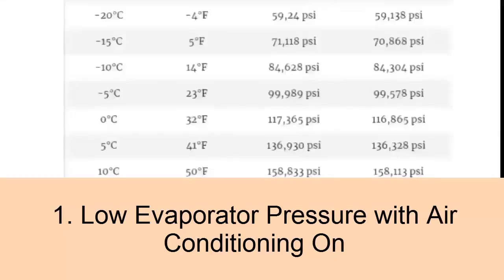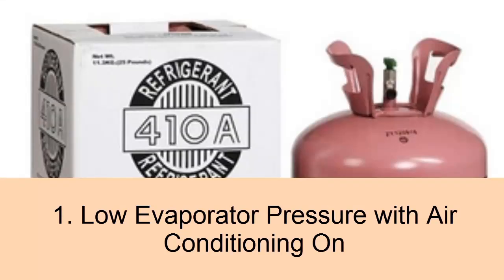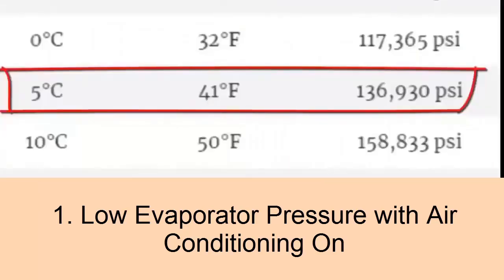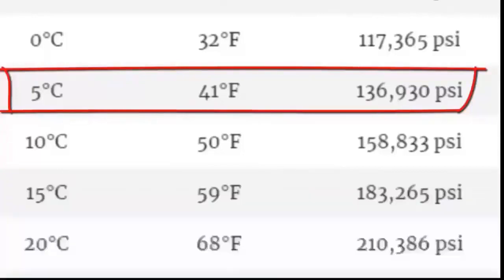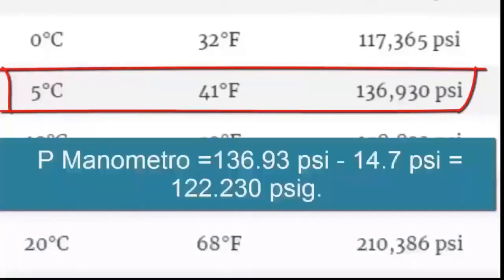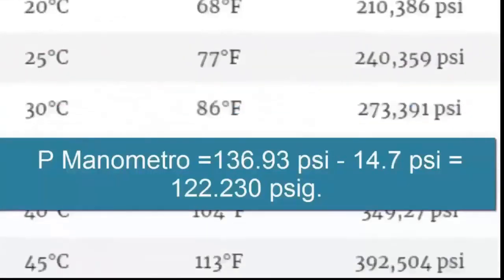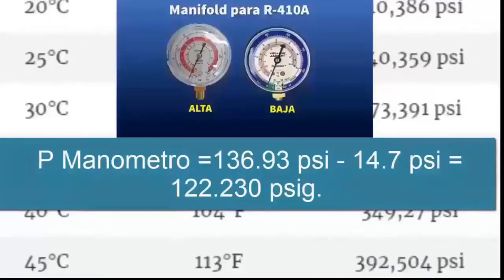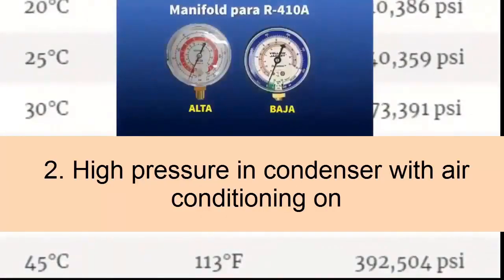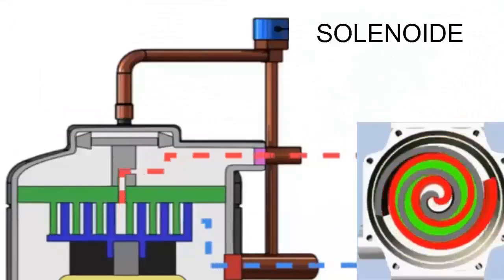1. Low pressure for a given evaporating temperature. Here we have an absolute pressure of 136.93 psi. To know the low or evaporator pressure that the manometer would mark, we subtract the atmospheric pressure from the table value. This way, you get 136.93 psi minus 14.7 psi. This subtraction results in a gauge pressure value of 122.23 psi.